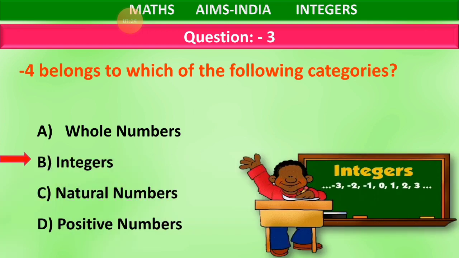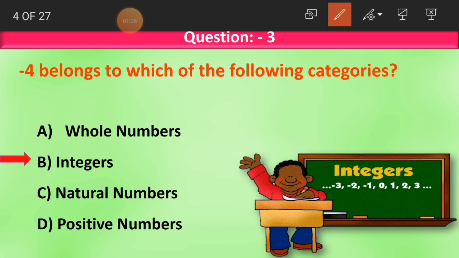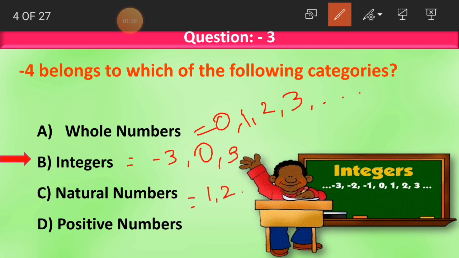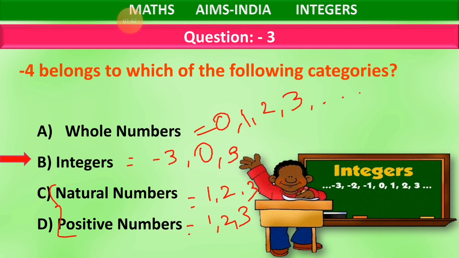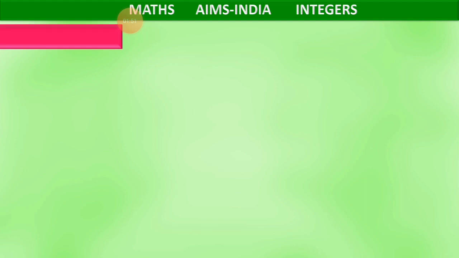Yes, option B. Integers. Whole numbers consists of what? Whole numbers consist of positive numbers starting from 0. Integers have negative numbers, 0 and then positive numbers. Natural numbers start from 1, 2, 3. What are positive numbers? Positive numbers and natural numbers are the same. They are also 1, 2, 3 and so on. So -4 here belongs to integers category.